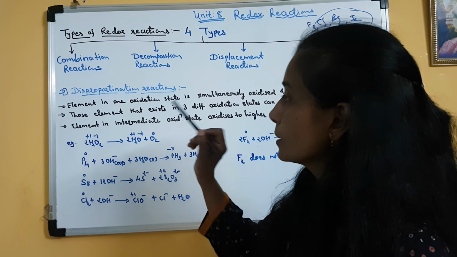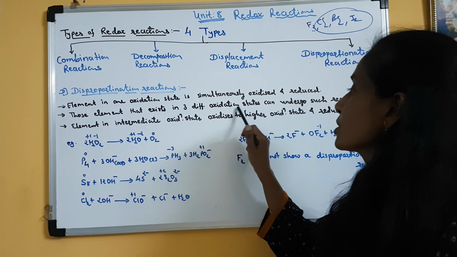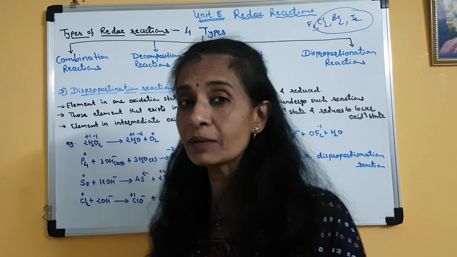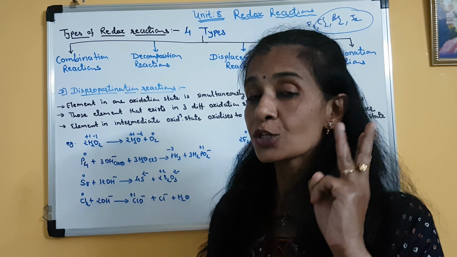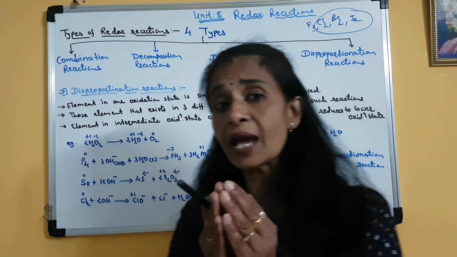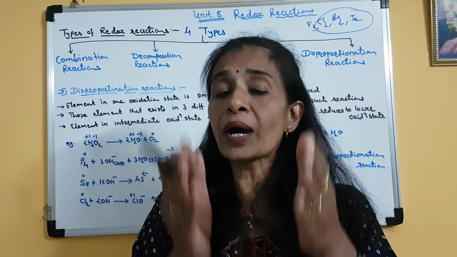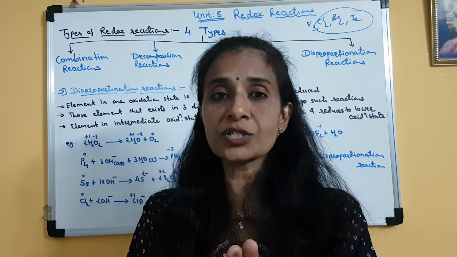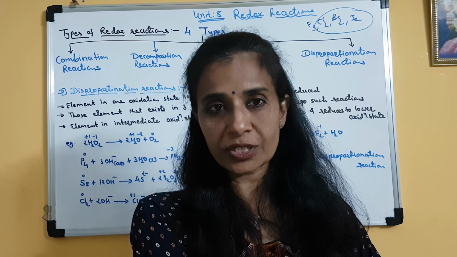Clear? Another important point is those elements that exist in three different oxidation states can undergo such reactions. ये दूसरी condition है कि only those elements which can exist in three oxidation states. Clear? So they can undergo disproportionation reaction. And the element which is having three different oxidation states, out of these three, the one which is intermediate, so the element in the intermediate oxidation state is oxidized to higher oxidation state and it is reduced to lower oxidation state. Clear?